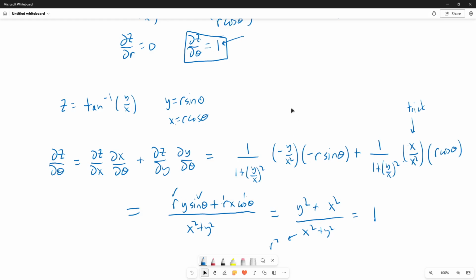Okay, so we have used the chain rule to find dz dr and dz d theta, and then we realized that this function was a very simple function. It was just z equals theta, and so we should get partial derivative of z with respect to r is 0, and partial derivative of z with respect to theta is 1. And after doing the laborious chain rule calculations, we did indeed get these results. So this kind of verifies the chain rule for us.